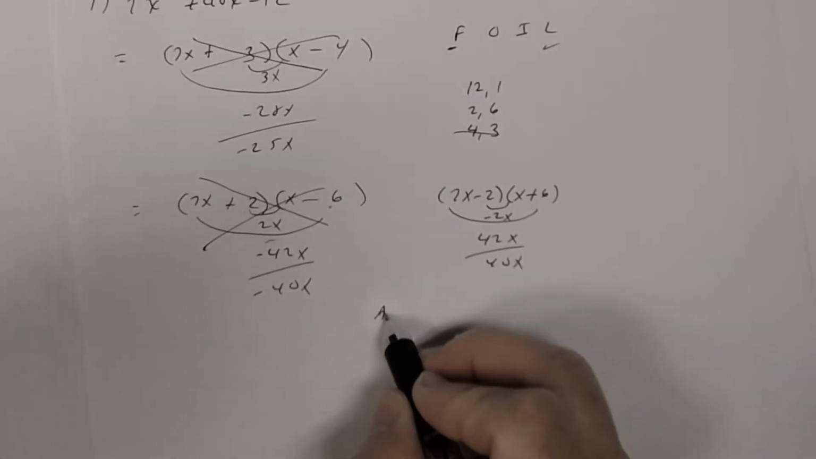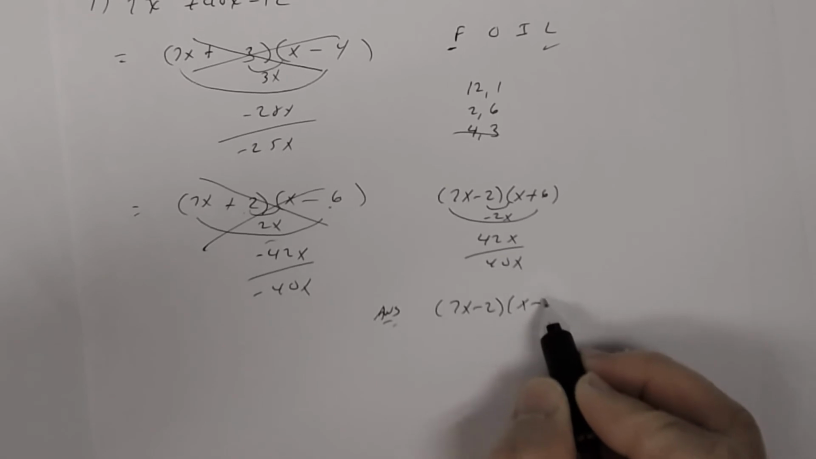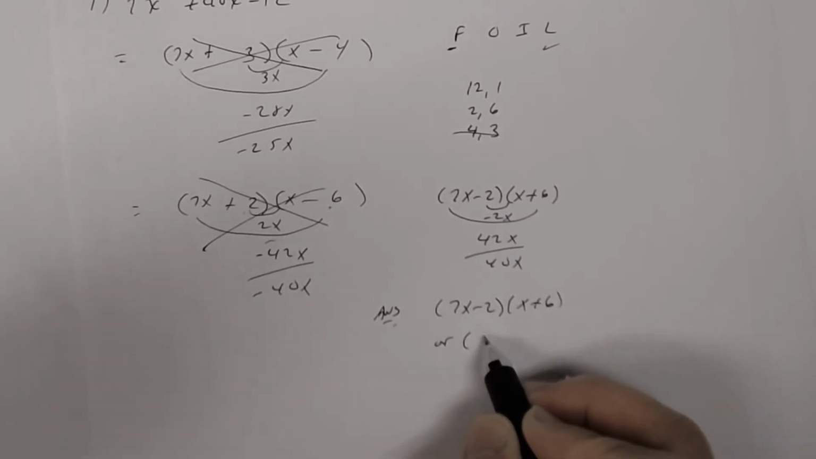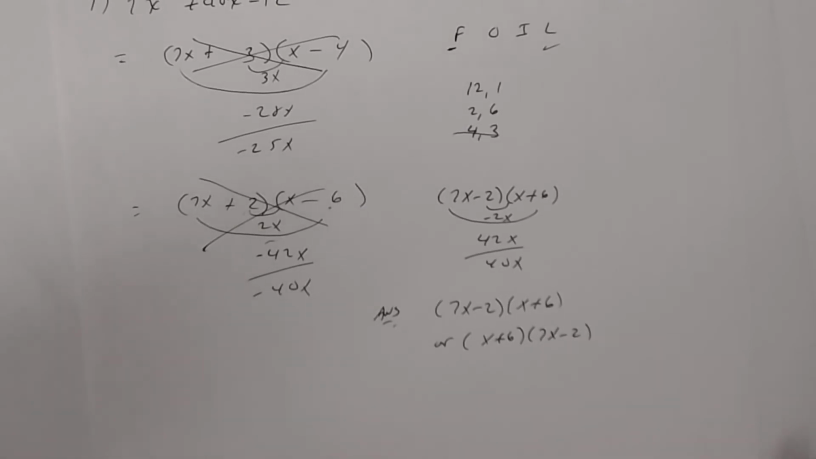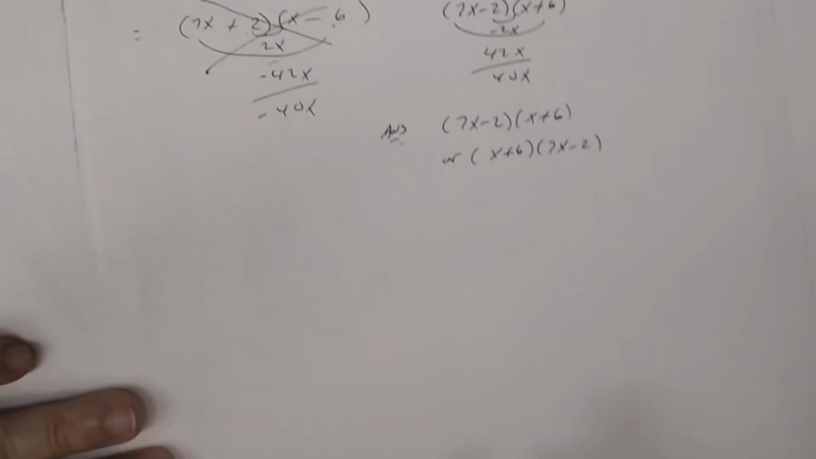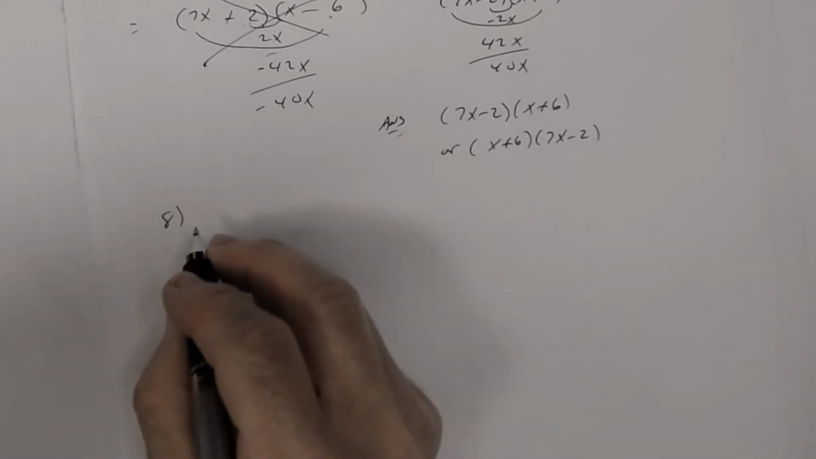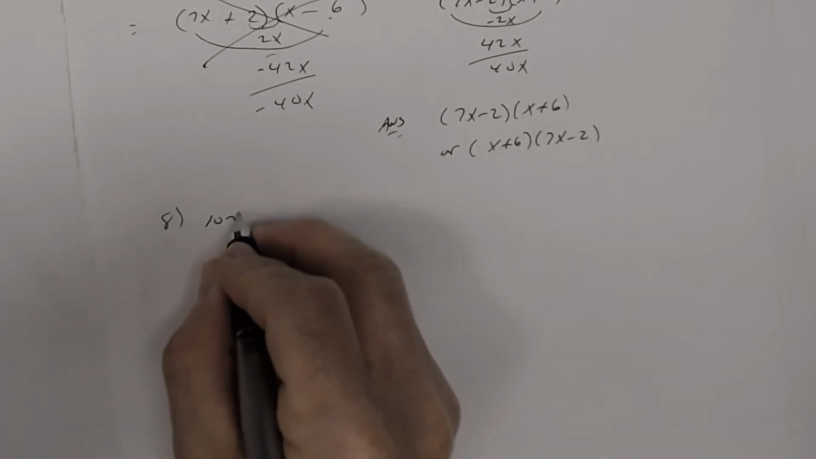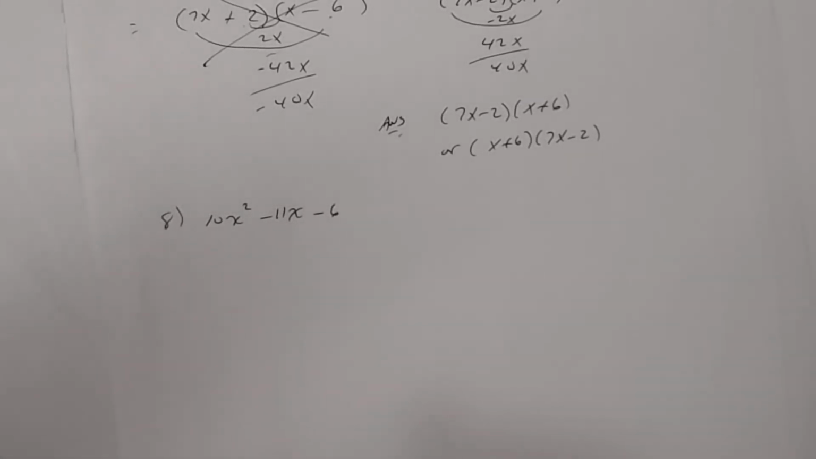So the answer will be 7x minus 2 times x plus 6, or x plus 6 times 7x minus 2. Okay? All right, let's look at number 8. We're going to do one more. Number 8. So let's say number 8, I had this: 10x squared minus 11x minus 6.